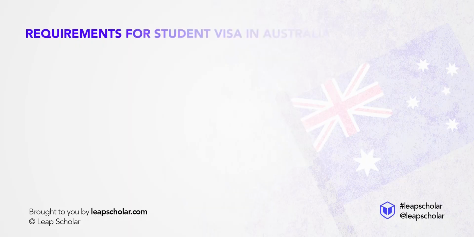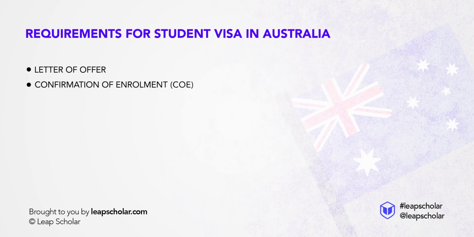Now coming back to the requirements. One of the main requirements obviously will be a passport. You must have a valid passport in order to apply for a student visa. The next one will be the letter of offer, or offer letter, which will be issued by an Australian education institute. Along with the letter of offer, you must have a confirmation of enrollment, which confirms that you have a place to study in Australia. It is very important that you have this COE, or confirmation of enrollment, before applying for your student visa. Kind of impossible to apply without this document.